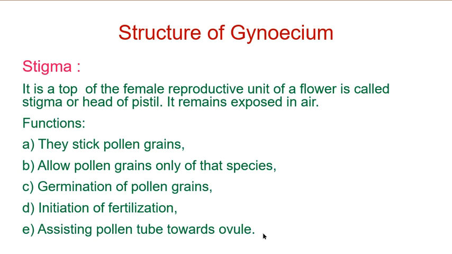Assisting pollen tube towards the ovule. The pollen grain produces a pollen tube which is guided towards the ovule, and that is done with the help of stigma. Stigma guides this pollen tube towards the ovule.